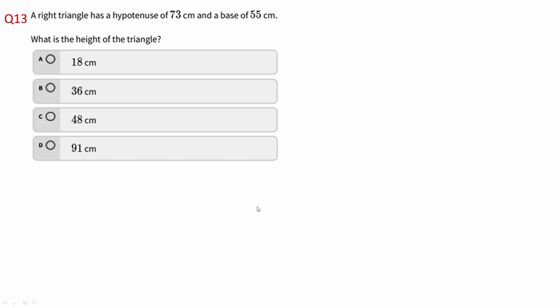Question 13. A right triangle has a hypotenuse of 73 centimeters and a base of 55. What's the height? So a right triangle looks like this. And the hypotenuse is the longest side, the side across from the right angle. And it says the base is 55. And we're asked, what would the height be?